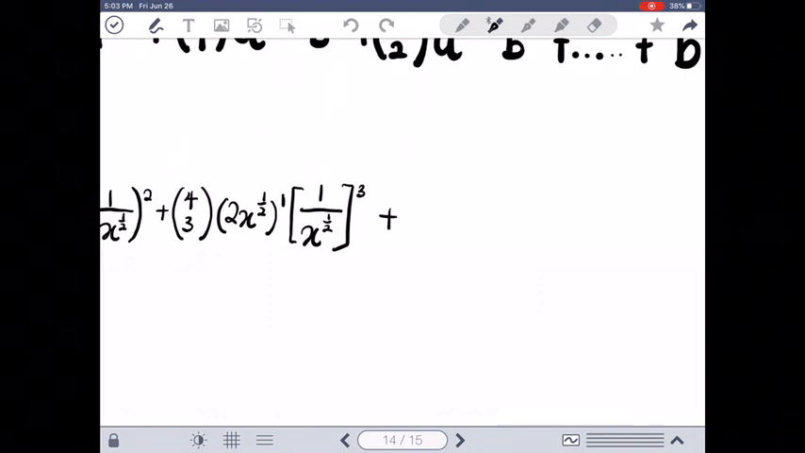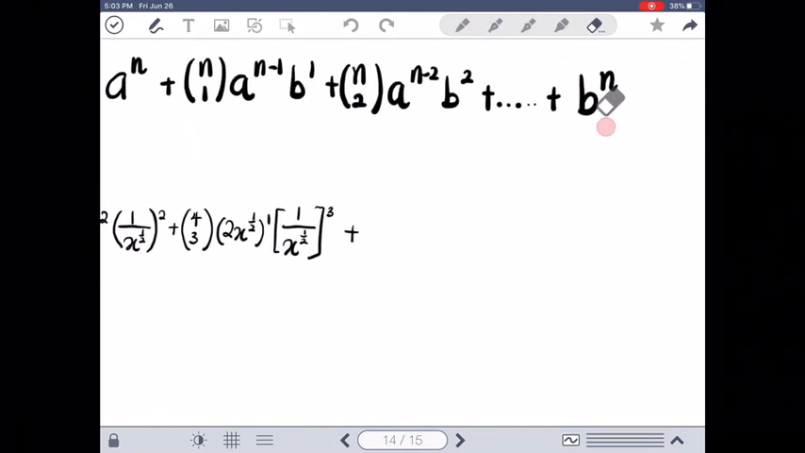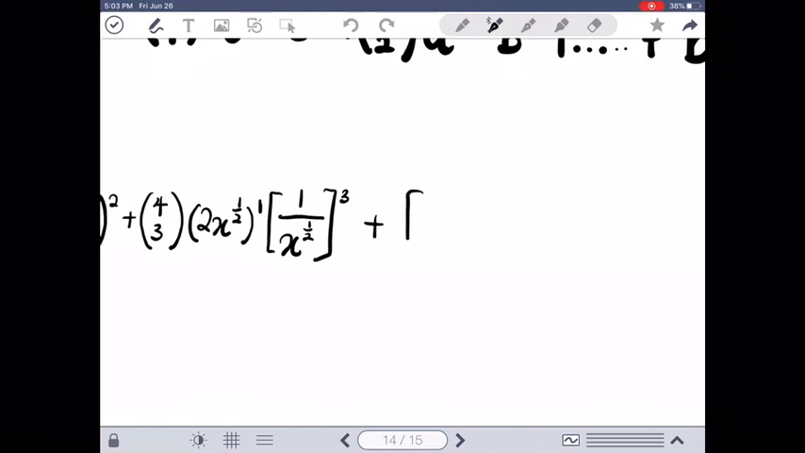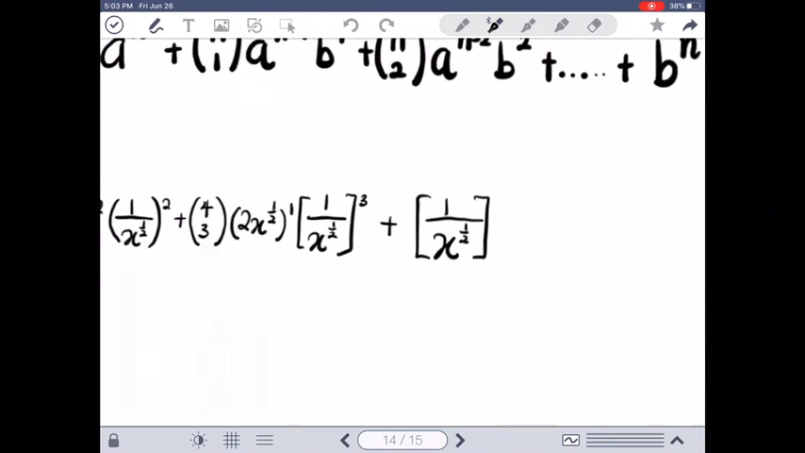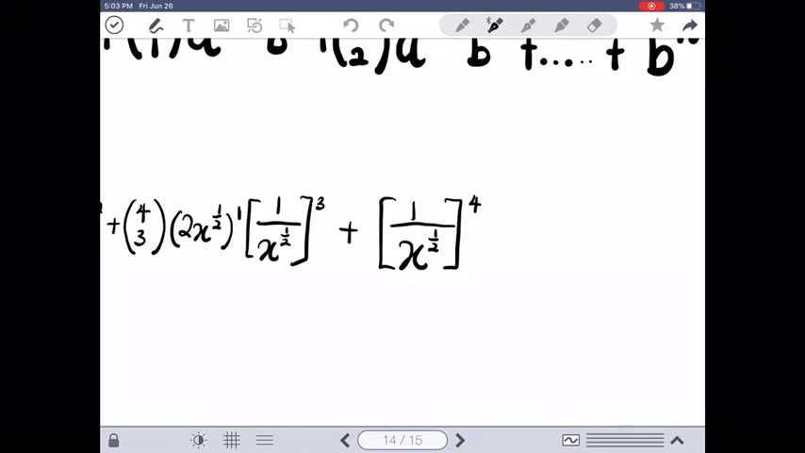And the last term is 4C4. How do I know it's the last term? Because we have 4. So obviously, if it's the last term, we just take b to the power of n. So in this case, our b is (1 over x to the power of 1 over 2) to the power of n, and our n for the last term is 4.